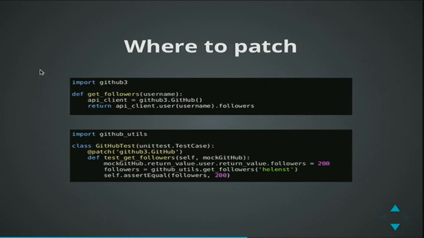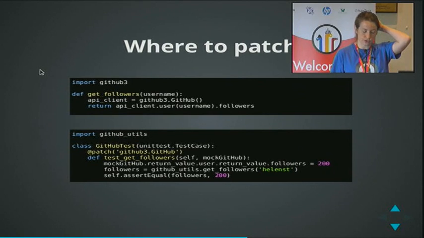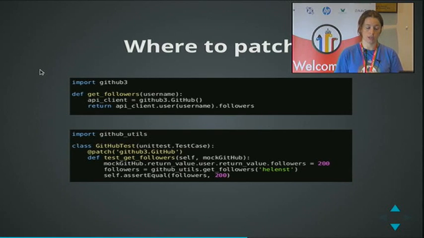Something I struggled with when I was trying to learn more about mock was how the lookups work and what path you need to give patch. In the example I've given, that's quite simple, because when we import github utils, it imports github3. When we get to the patch, we're looking up github3.github. When we get inside the test function, we call getFollowers, and that does a lookup on github3.github. And that's the same thing we patched, so the mock works.